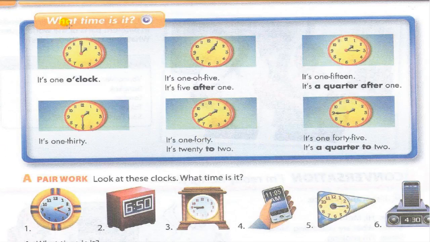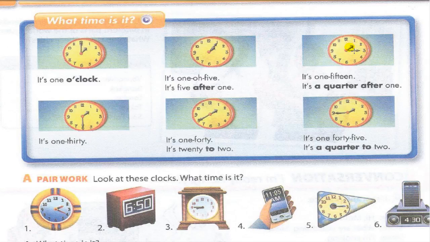What time is it? It's 1 o'clock. 1 o'clock, it's 1 exactly. It's 1:05. It's 5 after 1. It's 5 minutes after 1 o'clock. It's 1:15. It's 1 o'clock and 15 minutes.